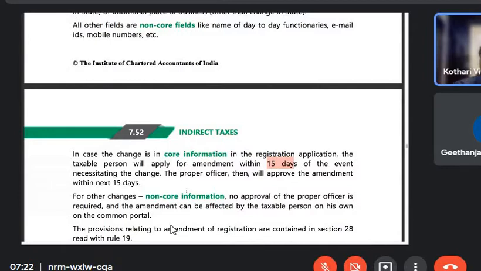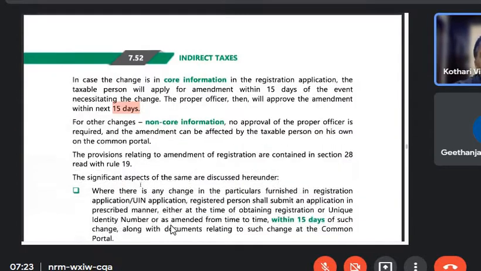So core field, in the case of change in core information in the registration application, the taxable person will apply for amendment within 15 days of the event necessitating the change. The proper officer then will approve the amendment in the next 15 days. So within 15 days you have to apply, and the proper officer will approve it within 15 days.